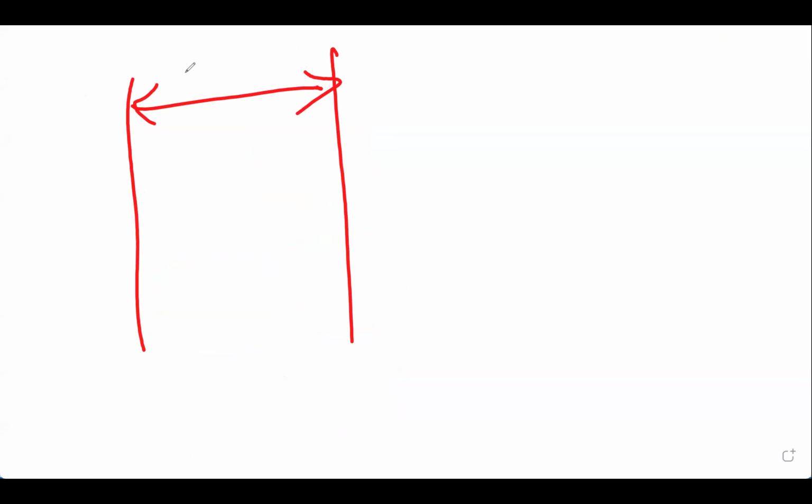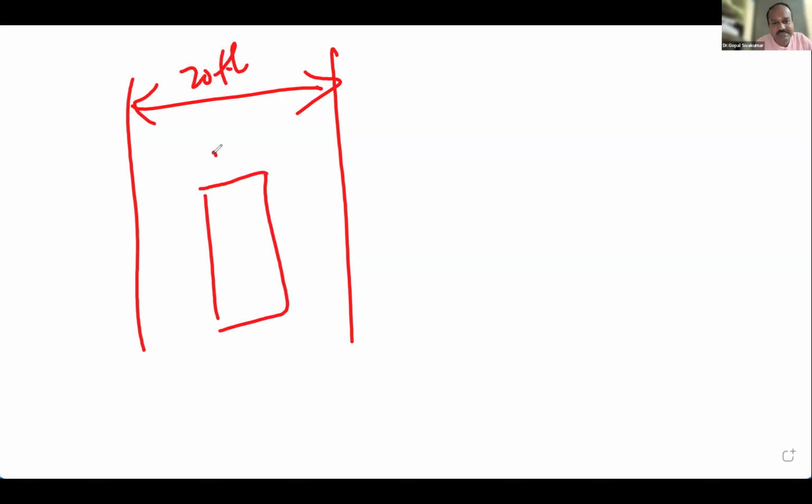Now this is the road. Let's say the width of the road is 20 feet. What is the width of the road? 20 feet. Now you have a car. Your car is just 10 feet. Now your car is half the size of the road. Am I right? Yes. Now your process is doubly capable.